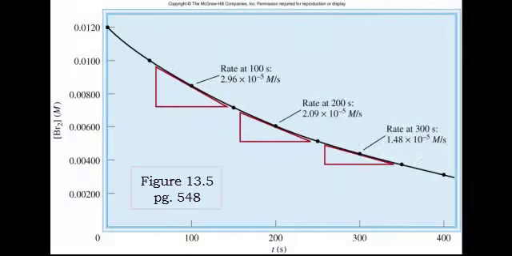So from this graphic we can see three things. Our slope changes from left to right. It's a little more steep on the left, and then it flattens out at the right. And if we look at our three triangles, which again are perpendicular to our slope, our rate in the first one is 2.96 times 10 to the 5th molarity per second, and then we go to 2.09, and then finally 1.48. So as our reaction progresses, our rate changes and gets less and less.